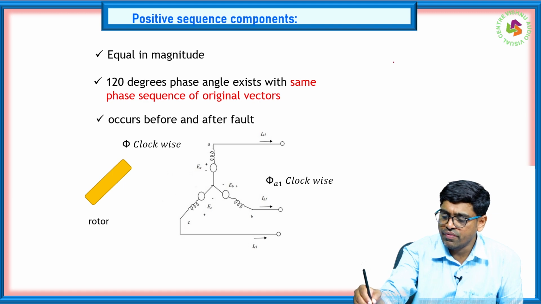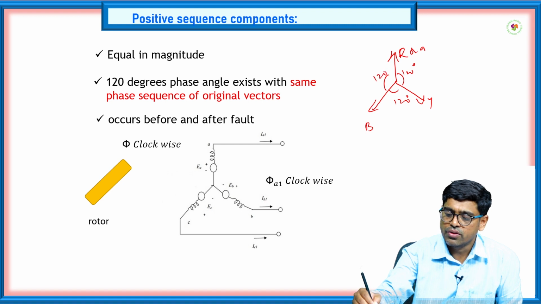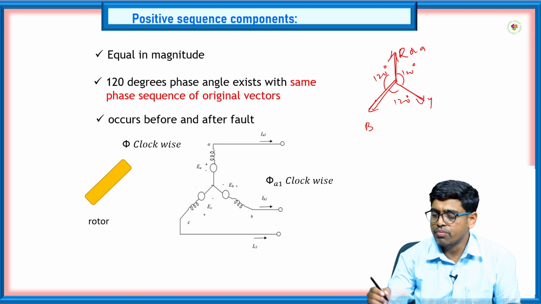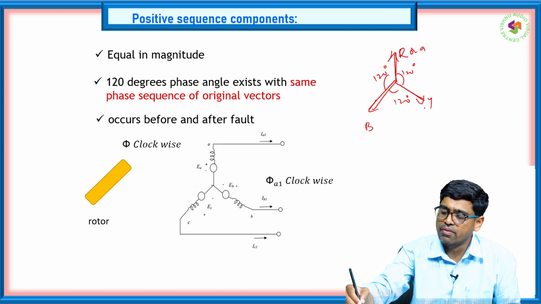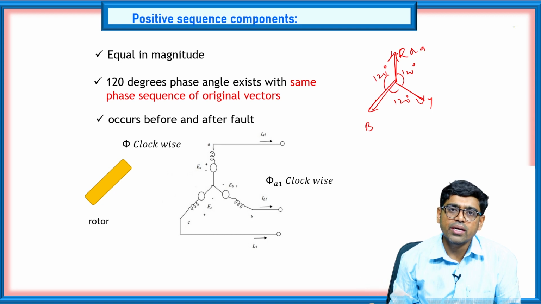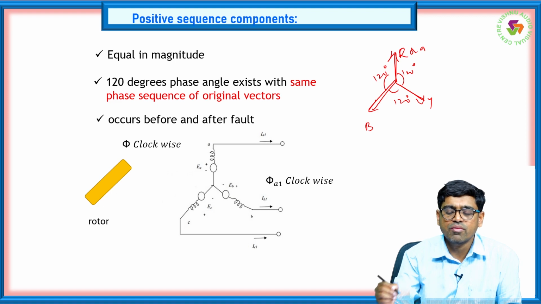Say the R phase, or the A phase. It is a phase sequence. We can say R phase or A phase, R, Y, B, the three phases, are all displaced by 120 degrees. So what is the first point? Equal in magnitude. All these quantities are equal in magnitude, the magnitude is the same, and they also have 120 degrees displacement. These quantities, R, Y, B phases, may be voltage or current. These components have equal magnitude and 120 degree displacement, and they exist with the same phase sequence as the original vector.